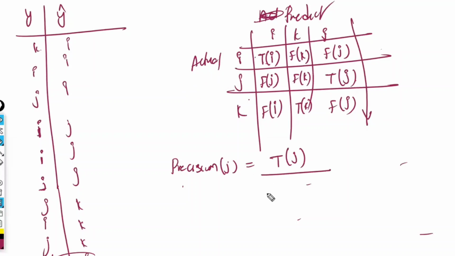Predicted J's means all of these are predicted J's. That is falsely predicted J for I, falsely predicted J for K, and the true J. All of them are J's only. 2 times you have falsely predicted J. For I also you have falsely predicted J. For K also you have falsely predicted J. Is it clear now? The concept will not change as per the confusion matrix.